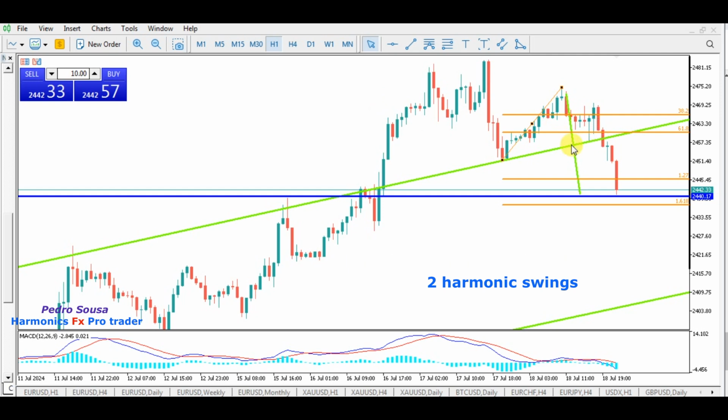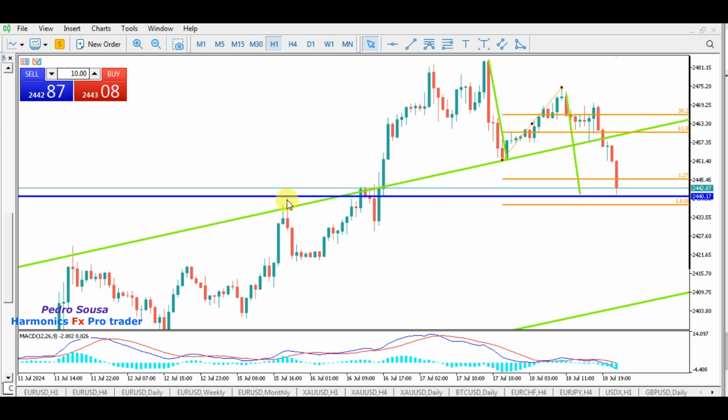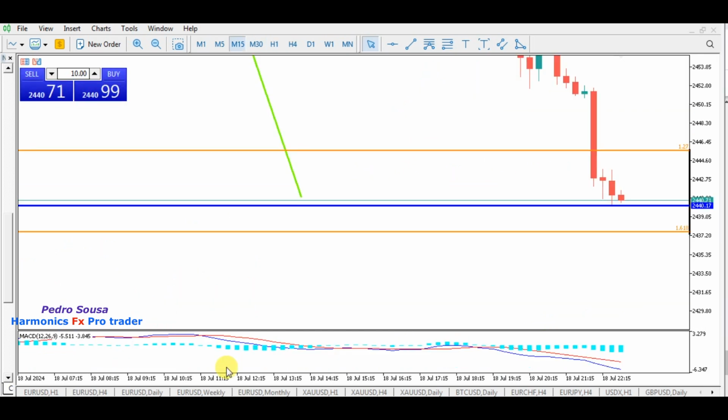If you were looking for a target for your profit, then these two harmonic swings will be ideal. You could take potentially some of your profit here. It's a big move. It's gold. We're talking about hundreds of pips. So this would have been a very good place to take some of the profit.